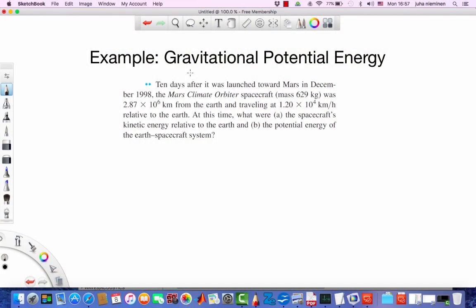In this example we'll see what we can tell about a spacecraft's trajectory or orbit based solely on its gravitational potential energy and its kinetic energy. We have the following scenario. 10 days after its launch, the Mars Climate Orbiter was 2.87 million kilometers from the Earth and traveling at 12,000 kilometers per hour relative to Earth. A. At this time, what was the spacecraft's kinetic energy relative to Earth? And B. Potential energy.